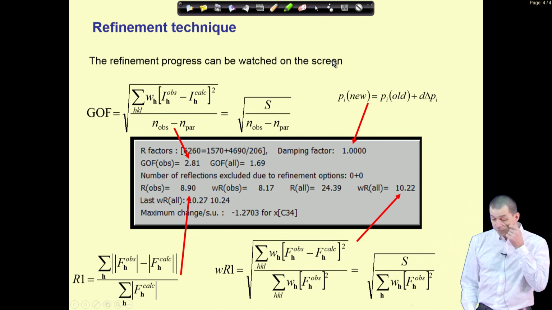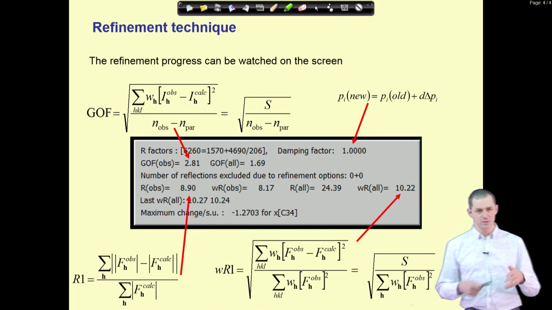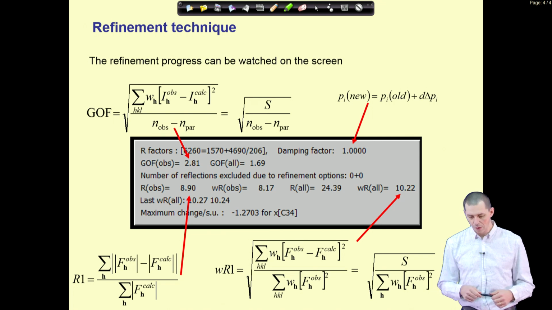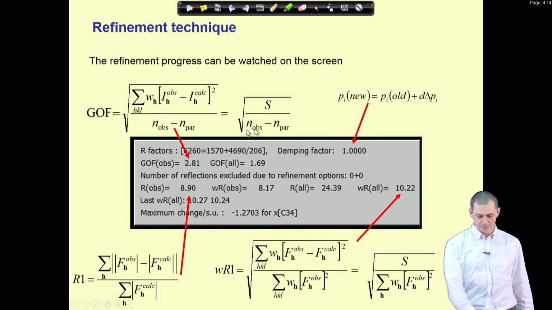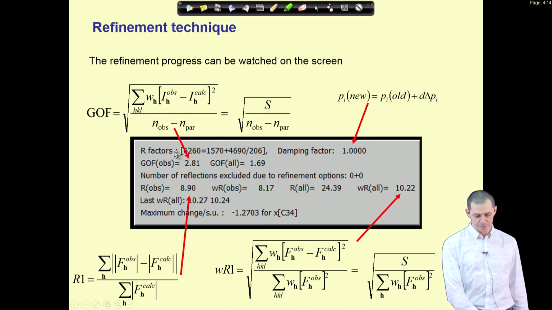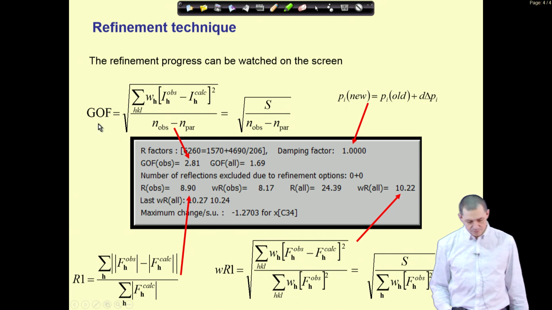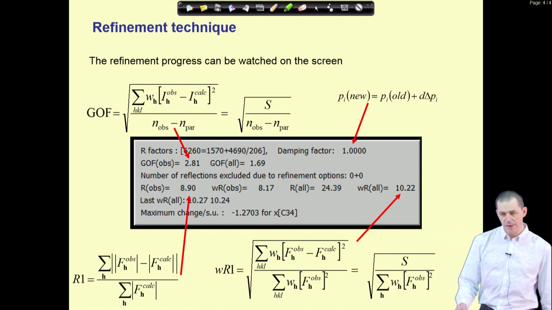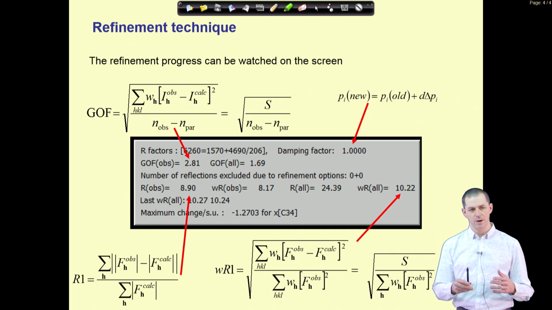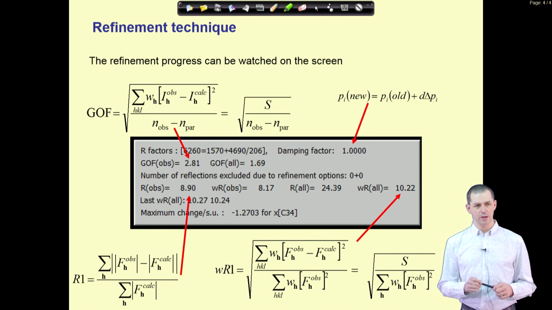And finally, you can generate a CIF from Jana to deposit with your publication on the crystal structure. When you do the refinement, you can follow it on the screen. So you see the evolution of the figures of merit. This is the typical screen that it looks like, and you have the goodness of fit here, which is given by this formula, and it tells you somehow how well the data is described by the model.